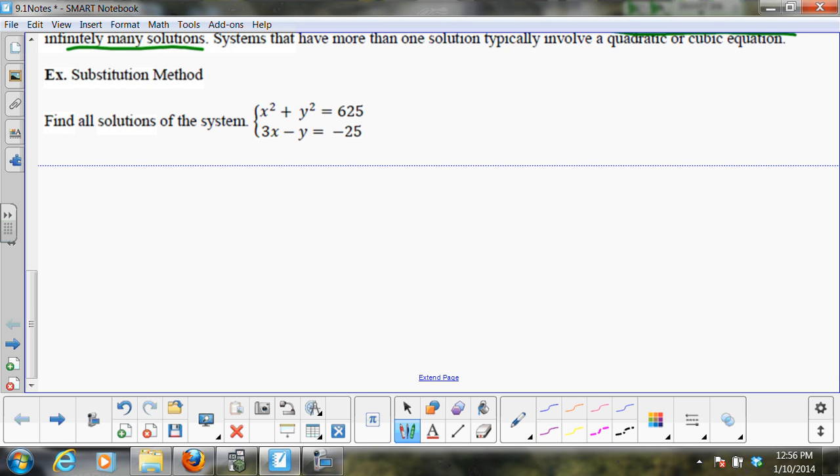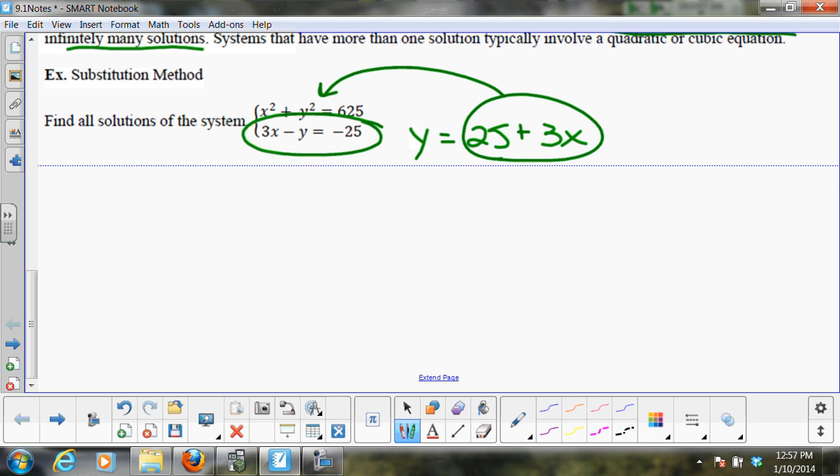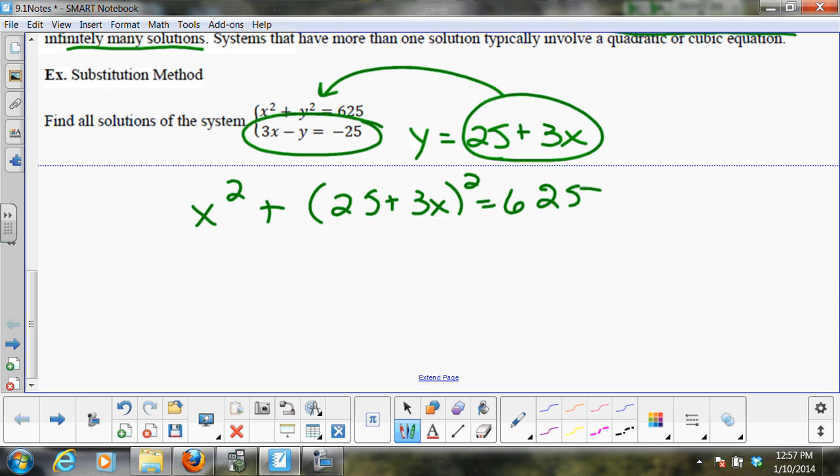So using the substitution method again, we will take this second equation and solve it for y. Plus 3x. Then I'm going to take this, plug it in for the first y, and solve. So remember that that is actually foiling out. It's not just squaring the 25 and squaring the 3x.